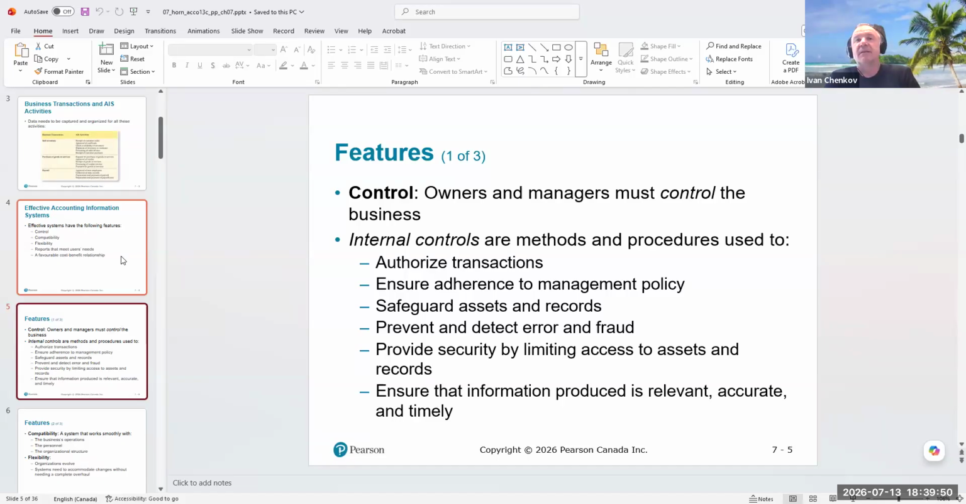It provides security by limiting access to the assets and the records. By doing that, we make sure that only authorized people have access to the assets and the records. And it ensures that the information kept in the accounting software is relevant, accurate, and on time.